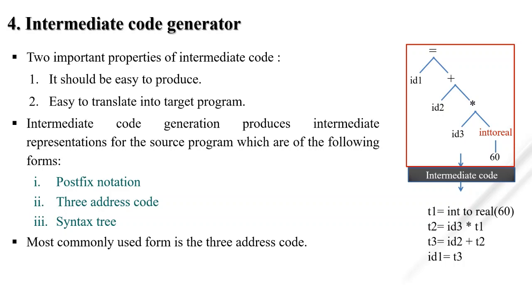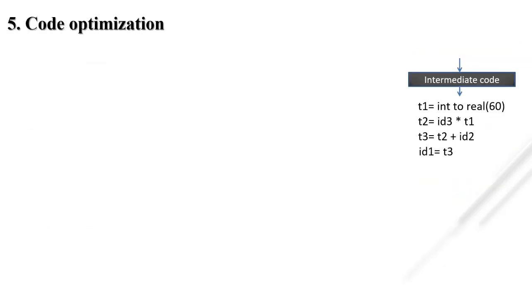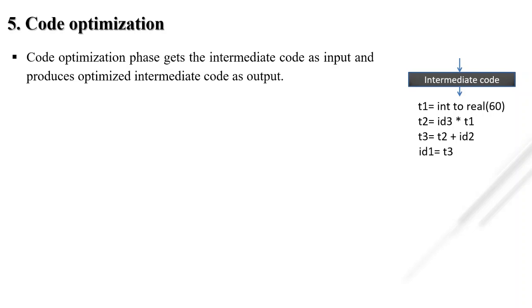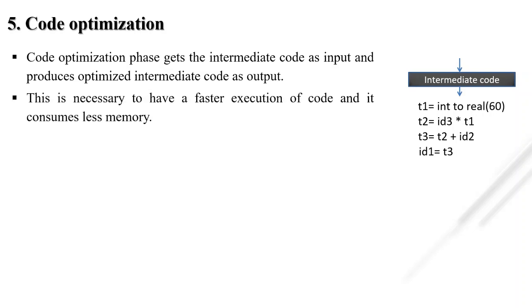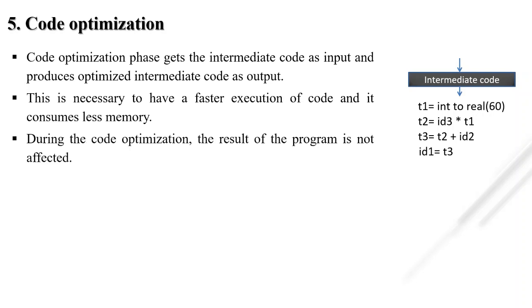We have total three forms: postfix notation, three address code, and syntax tree. But we are generating this intermediate code in the form of three address code because it is commonly used. Then the next phase is code optimization phase. It is an optional phase as it only optimizes the code for faster execution and also consumes less memory. Also, after optimization, the result of the program is not affected.